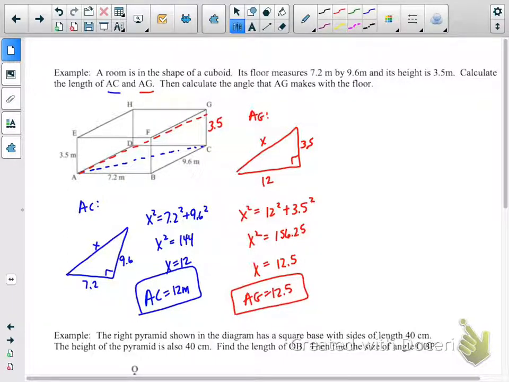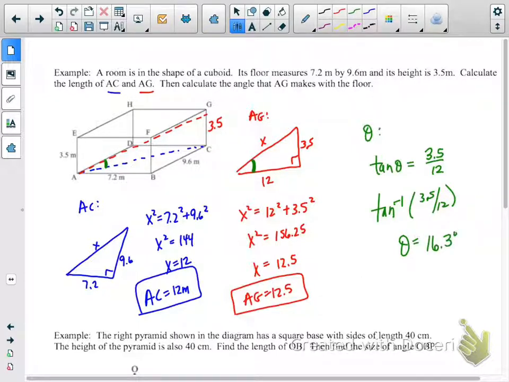Now, find the angle that AG makes with the floor. Okay, so that's going to be this angle right here, which is this angle right here, and we've already got that. So we'll call that theta. Tangent of theta is opposite over adjacent. So inverse tangent of 3.5 over 12 gives me theta is 16.3. Okay.